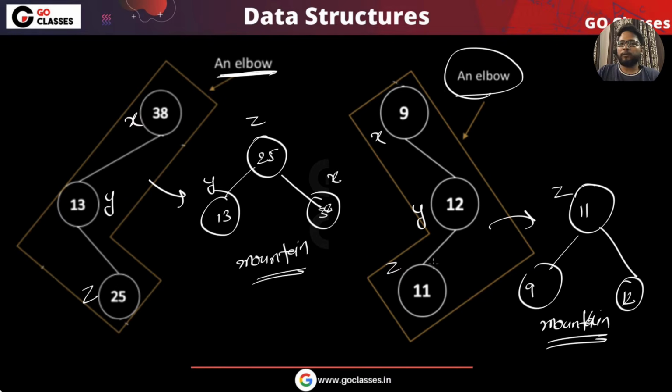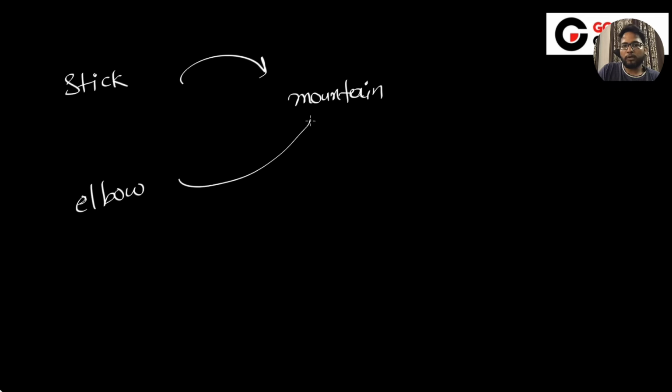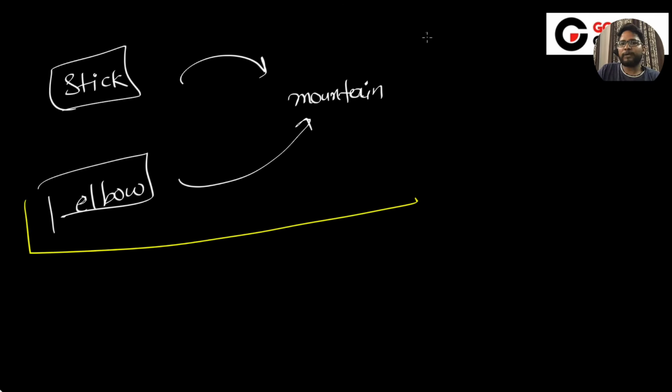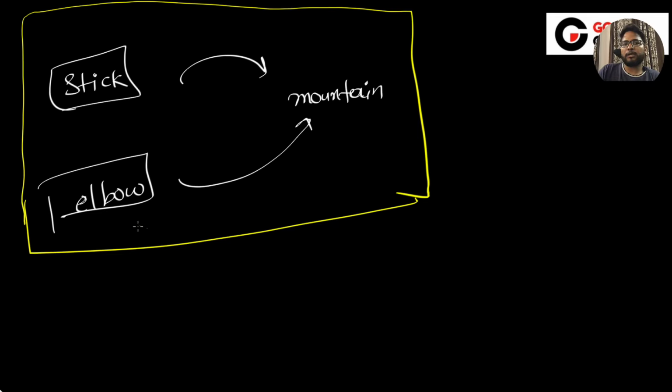I hope that is fine to everyone, right? So now we know how to convert a stick to a mountain, how to convert an elbow to a mountain, right? This is the basic building block. Actually this is extremely easy, but once you know this, you know how to rotate and how to do insertion in the AVL tree. So once you know this, things are very much fine. So this is the basic building block.